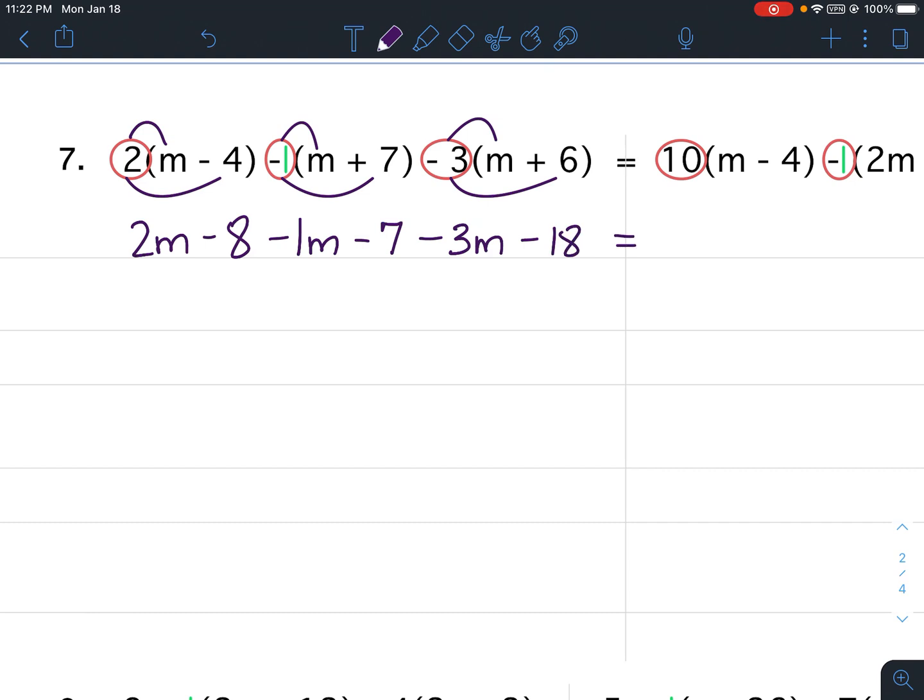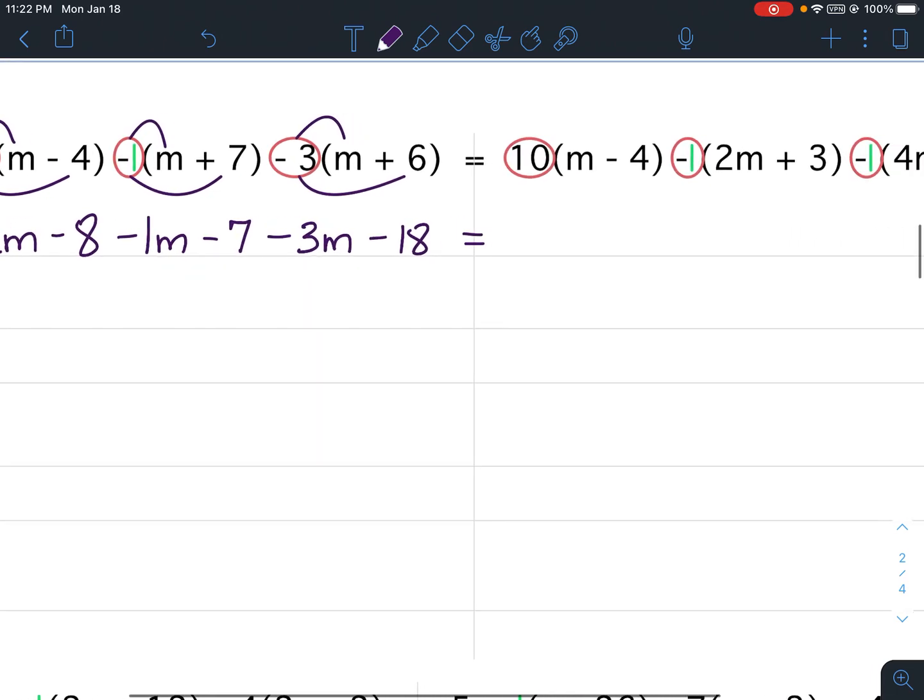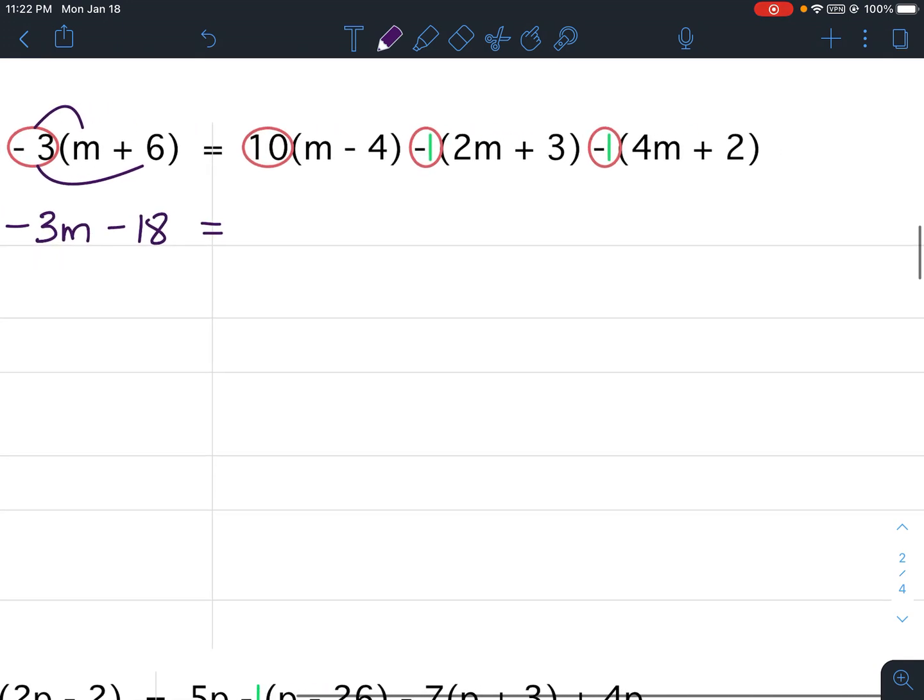Now I'm going to take a moment just to check my signs. Positive times a positive is positive. Positive times a negative is negative. Negative times a positive is negative. Negative times a positive is negative. So we're good, because remember, it's very important that you get your signs correct. One wrong sign will completely mess the problem up. Let's look at the other side.